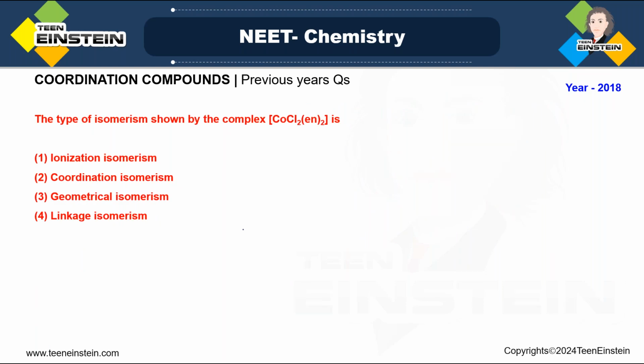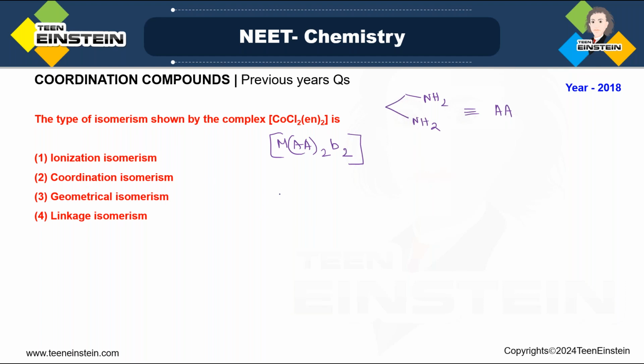The type of isomerism shown by the complex cobalt 2 chlorine 2 En2. Now en is this one, and this is a symmetrical bidentate ligand. That means you can express it like this. So this complex, in a general way if I write it, it is M(AA)2B2, where B is Cl. Now for this type of complex, what are the possibilities, whatever isomerism we can expect?